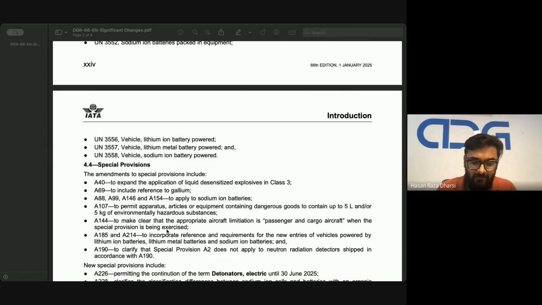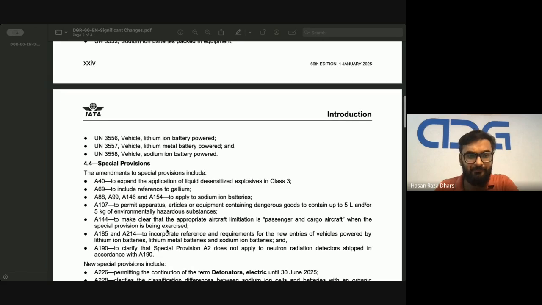Now, we have to be very cautious when using sodium ion batteries, because these new special provisions would be applicable to sodium ion batteries. So before operating with sodium ion batteries, we must look for the special provisions, we must follow column M of the blue pages, and go through them so that we can choose the right special provision and apply it accordingly to the regulation.